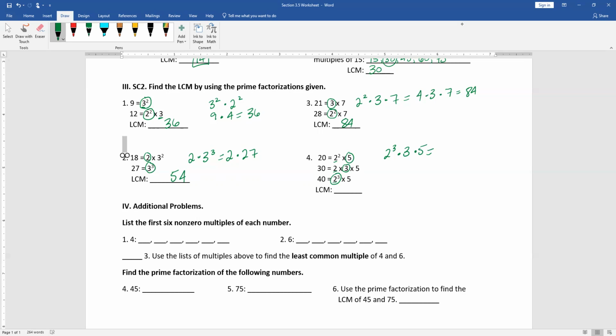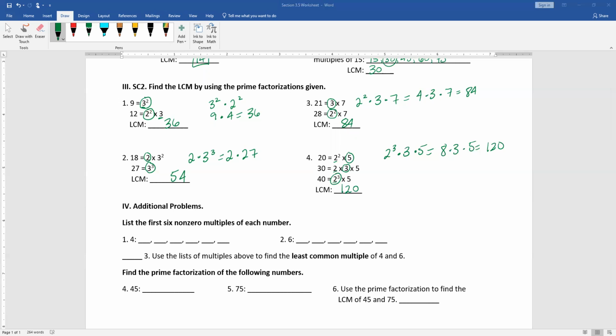So that simplifies: 2 times 2 times 2 is 8. 8 times 3 is 24. And 24 times 5 is 120. So the least common multiple of 20, 30, and 40 is 120.